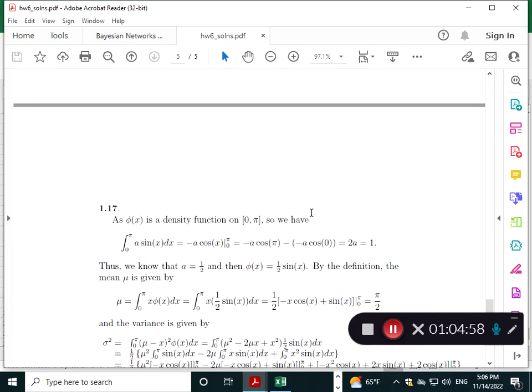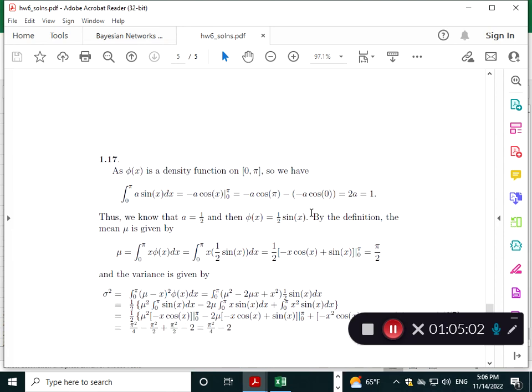And the last one is basically saying that I'm going to do the integral, but the density function is from 0 to pi. And then you solve this simultaneously, okay?